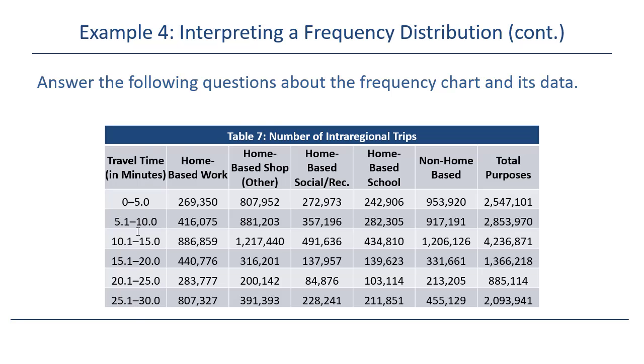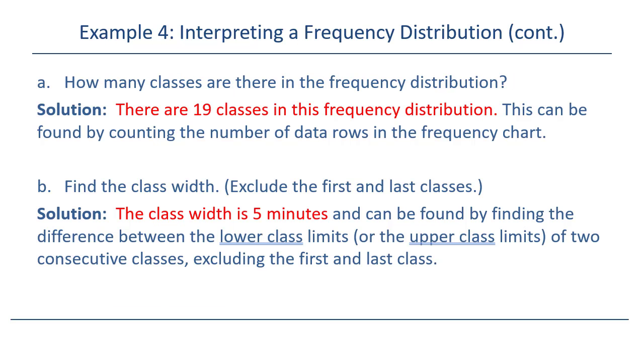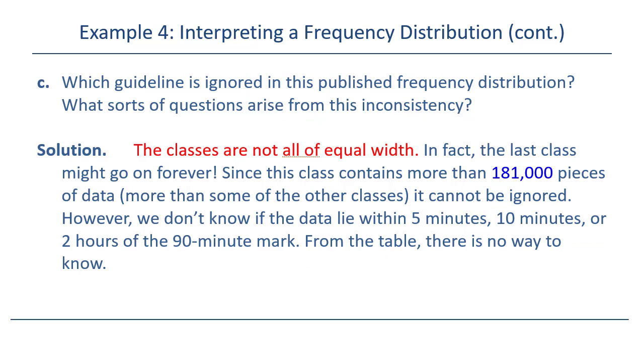But I can see why they do it this way, because they want to know how many people traveled more than 5 minutes up to 10 minutes, more than 10 minutes up to 15 minutes, right? So it kind of makes sense. But anyway, we can still answer questions. How many classes are there? You could add them all up and see that there's 19. You could find the class width, which we could see was 5 minutes for all of the classes except for the first and the last one. Which guideline is ignored? Well, obviously that's the guideline that says we're supposed to have all equal widths, because the first one and the last one were a little bit different.